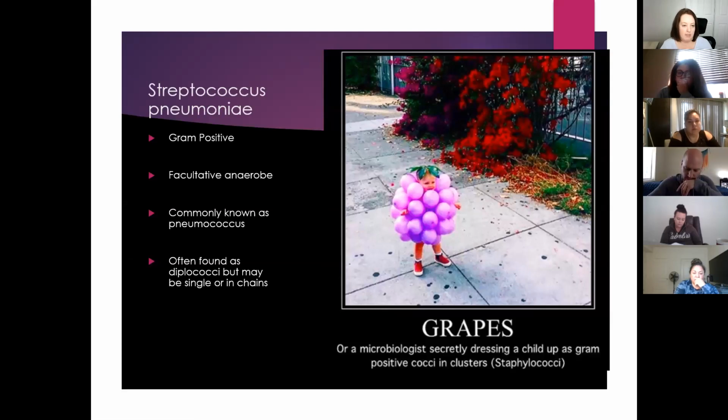Now we have Streptococcus pneumoniae, another gram-positive. It's a facultative anaerobe, so it can still live with oxygen, but it prefers to live in an oxygen-depleted environment. Oxygen isn't going to hurt it, but it prefers to live without oxygen. You might just hear this called pneumococcus pneumonia. Depending on the kind of infection, it can be diplococci, single, or in chains, which is why it might just be called pneumococcus. This causes the most severe cases of pneumonia, about 80% of pneumonias.